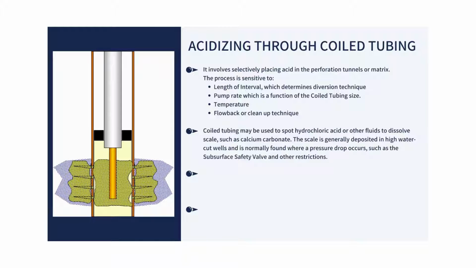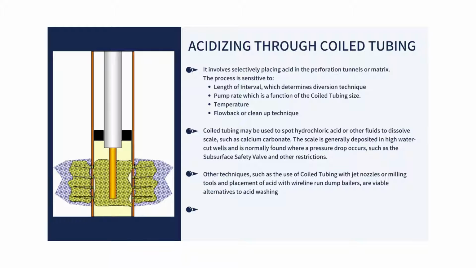Coiled tubing may be used to spot hydrochloric acid or other fluids to dissolve scale, such as calcium carbonate. The scale is generally deposited in high water cut wells and is normally found where pressure drop occurs, such as the subsurface safety valve and other restrictions. Other techniques, such as the use of coiled tubing with jet nozzles or milling tools and placement of acid with wireline run dump bailers, are viable alternatives to acid washing. It may be employed to spot an acid treatment over the perforations, from where it can be squeezed into the formation.